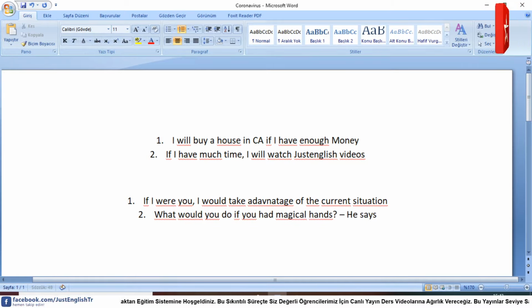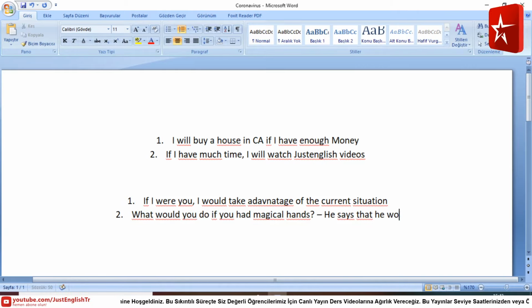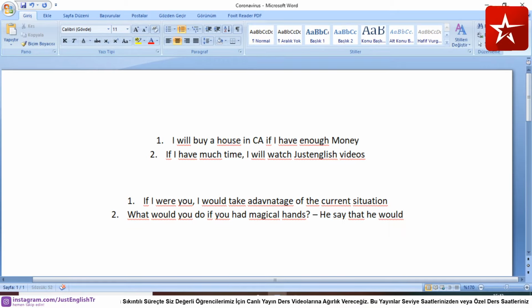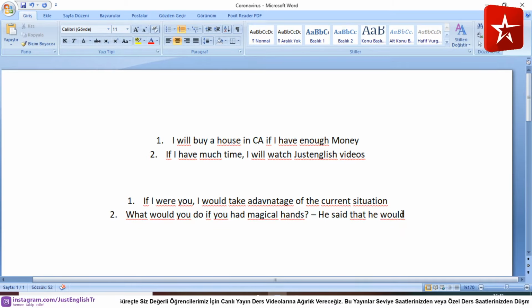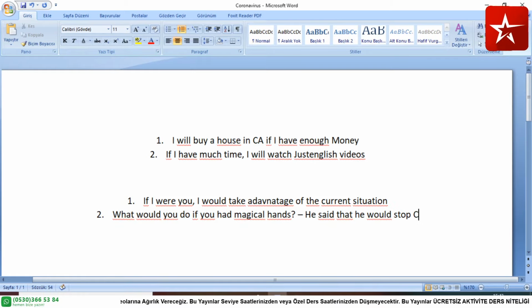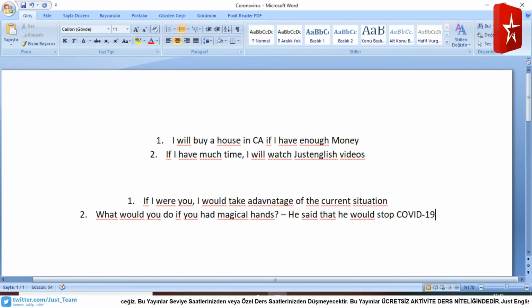Okay, Al Pacino says that he would, or like in the past we should use, he said that he would stop coronavirus. Okay.